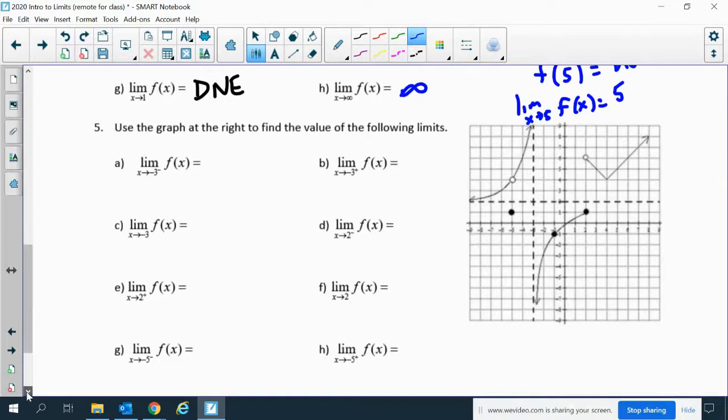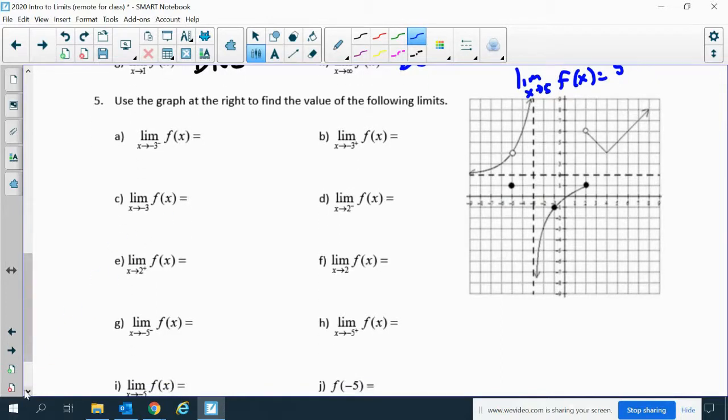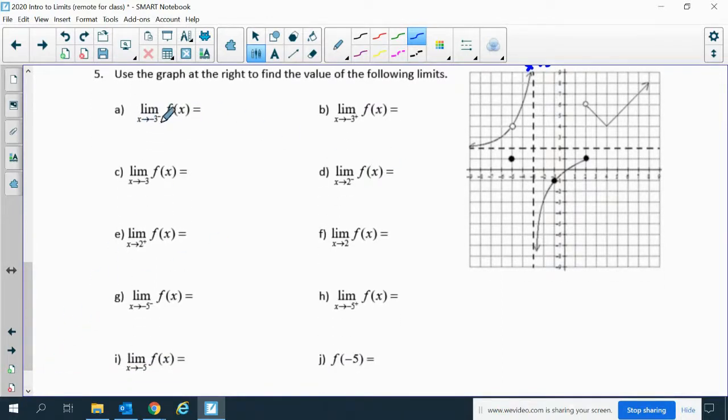So let's do this one really quick, then we'll be done. Use the graph at the right to find the value of the following limits. Limit as x approaches -3 from the left. As x approaches -3 from the left, we're going to positive infinity. -3 from the right, we're going to y equals negative infinity, which means since these are not the same, the limit does not exist at -3.